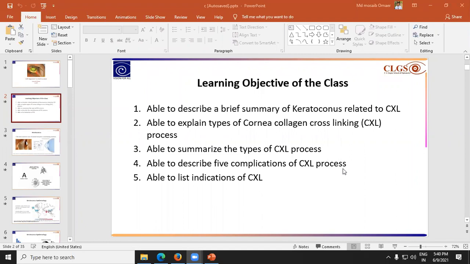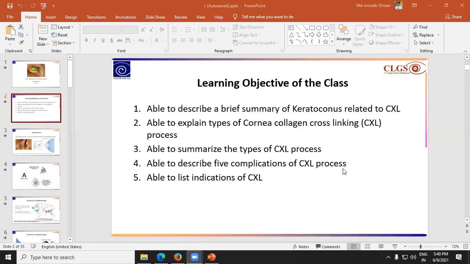Can anyone tell me what the steps of the standard CXL process are? Simple 3 steps that we have seen in the video. May I tell? Yes. So the first step is to remove the epithelium layer. And the second is to put the riboflavin. For how much duration? Every 2 minutes for 30 minutes. And the third and last step, after putting the riboflavin, is UV radiation. Yes. So UV radiation for 30 minutes, again with riboflavin every 2 minutes.